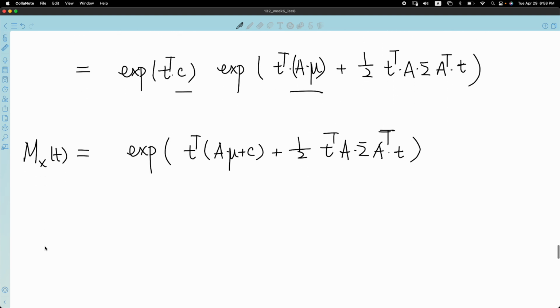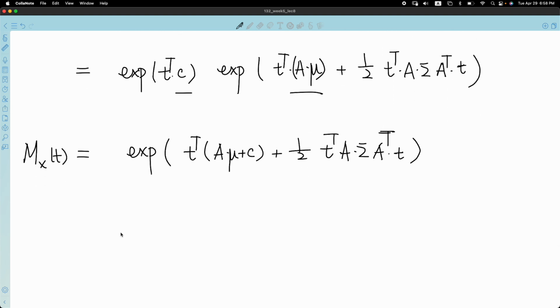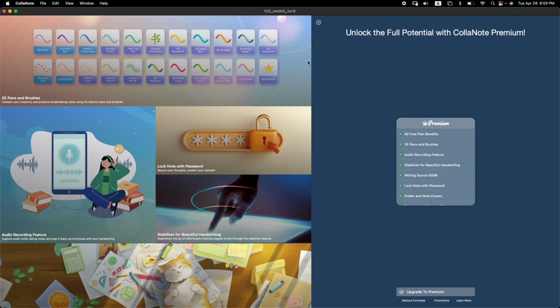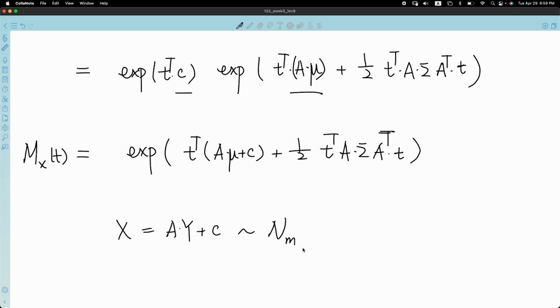And then by the uniqueness theorem, this is saying that x, which is Ay plus c, follows a normal with dimension m. Okay, so we started with dimension n, and here we end up with a normal random variable with dimension m. This is m by 1, with the mean vector A mu plus c, and variance A sigma A transpose.